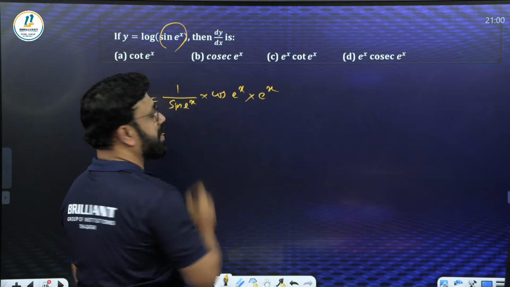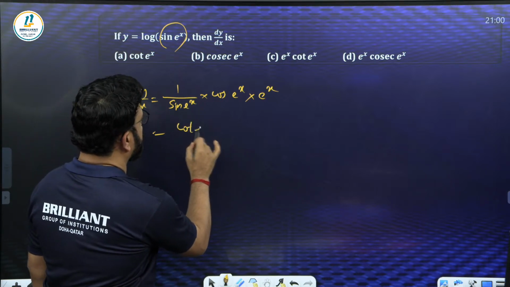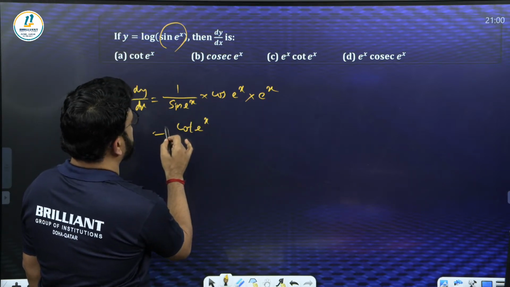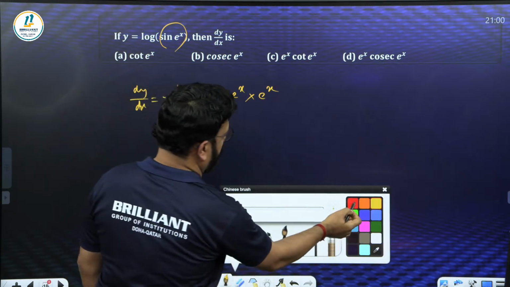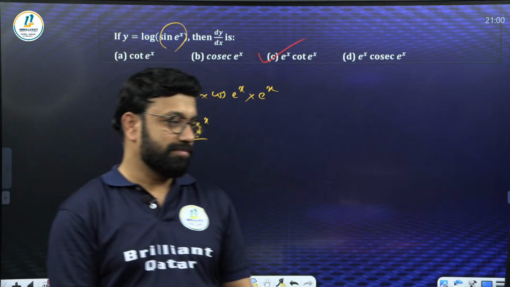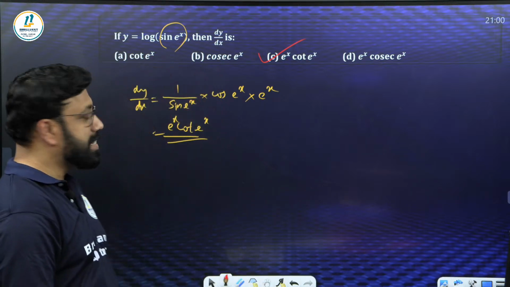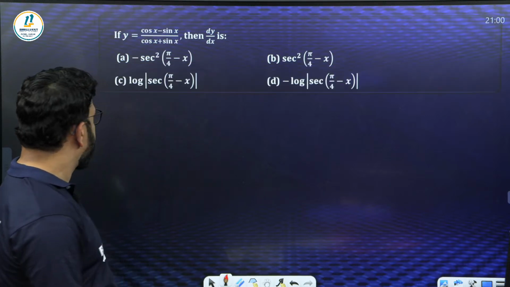So, what is cos by sine? Cos by sine is cot. So cot e raised to x. e raised to x we can keep first or last, no problem. Answer is there. Within seconds you will get the answer: e raised to x into cot e raised to x. Yes, again option C only, right? Okay, move to the next question.